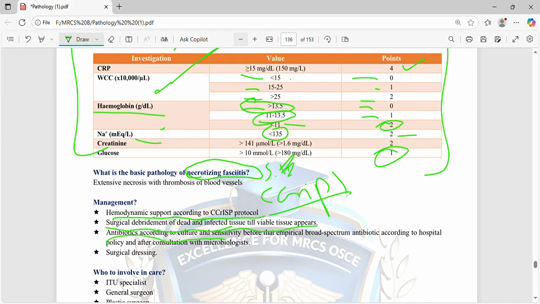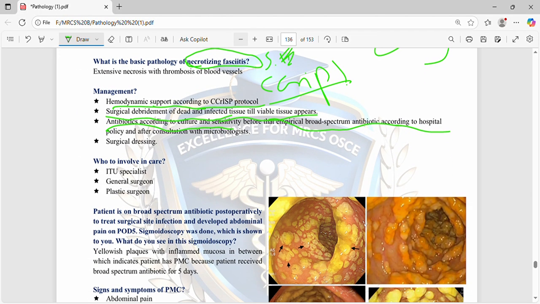Antibiotics according to culture and sensitivity. Before that, empirical broad spectrum antibiotics should be commenced according to the trust protocol. Surgical dressing. Who to involve in care? The intensive therapy unit specialist, general surgeon, and plastic surgeon should be involved.